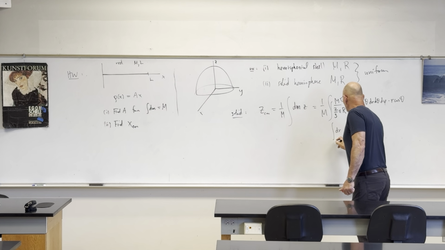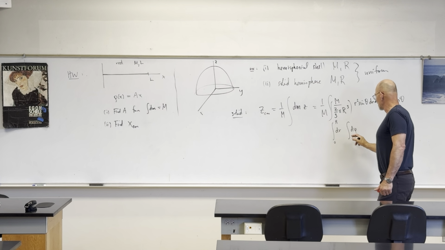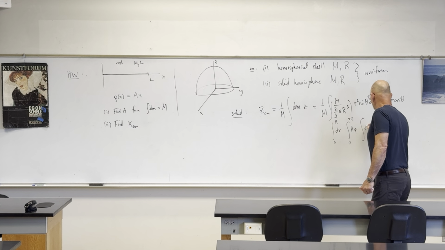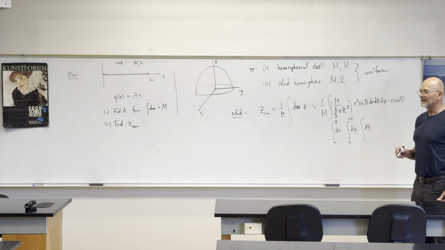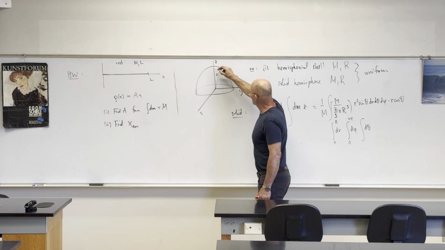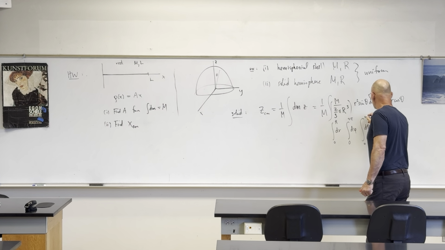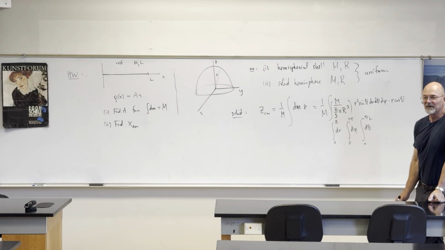Dr will be 0 to capital R. And they'll all separate off, right? So there's no problem there. The d phi will be 0 to 2 pi. And your d theta, 0 to pi would be the entire sphere, right? The theta is measured here. So 0 to pi would be the entire sphere, so it has to be 0 to pi over 2. I've done this before, but I don't memorize these, so I'll let you guys do this one as well.